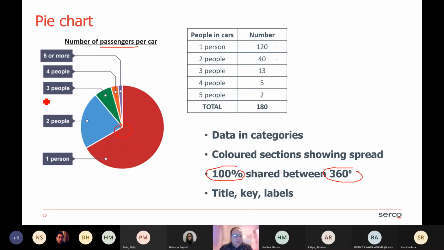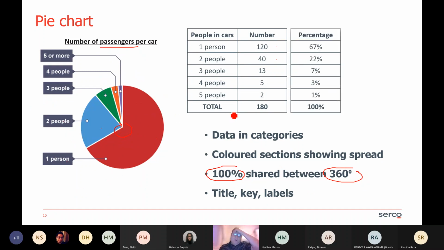So instead of these labels pointing to it, we could have a key that says red equals 1 person, blue equals 2 people, and so on. What you ideally need to do, and I'm not going to go through this because this is a separate topic, is to work out the percentage of these numbers. So for 120 cars, out of 180 is 67%. And then for 2 people, 40 cars was 22%, and so on.